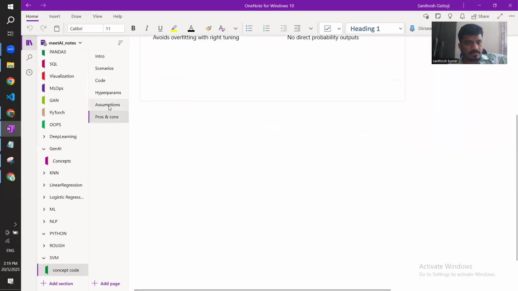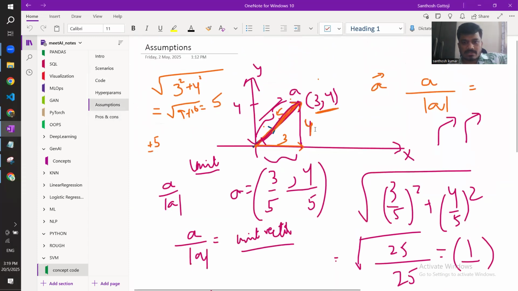In the assumptions, I discussed shortly about vectors. What does a vector mean? If you have a vector A, which is 3 comma 4, that means in one direction its length is 3, and in another direction its length is 4. So the length will be the square root of 3 square plus 4 square.